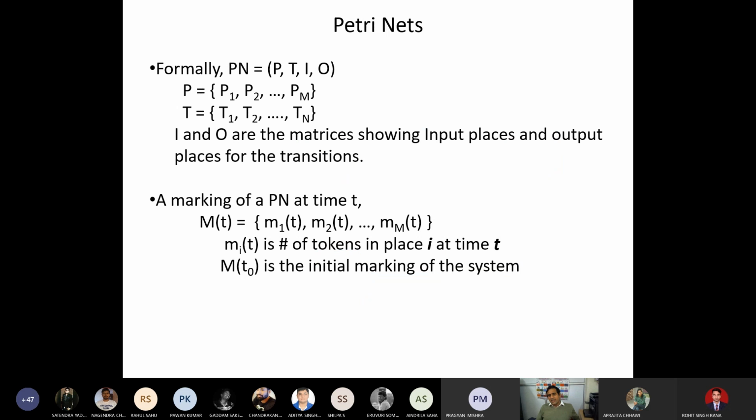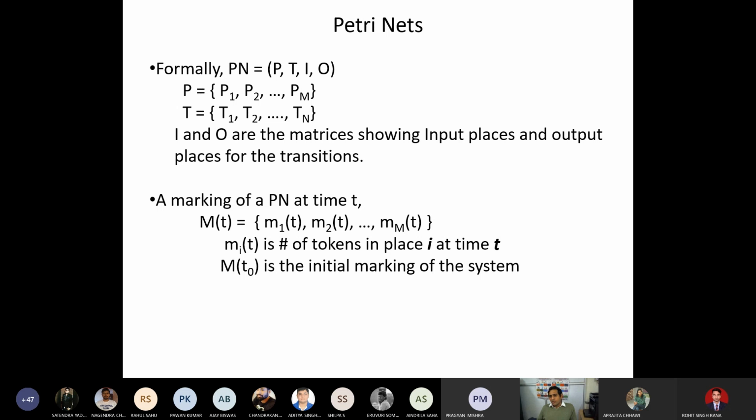So these Petri nets can be formulated this way. It has four different symbols, so it's a tuple of four attributes: P, T, I, O. P represents the number of places in the graph, T represents the number of transitions, and I and O are the matrices showing the input places and output places for the transitions.